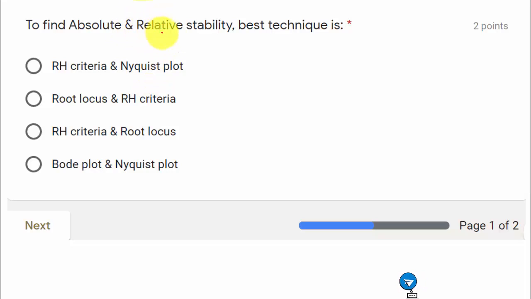To find absolute and relative stability, the best technique is, to find absolute stability we are going to make use of RH criteria, and for relative stability we are going to make use of root locus. So the suitable option that is going to follow is option C is correct.